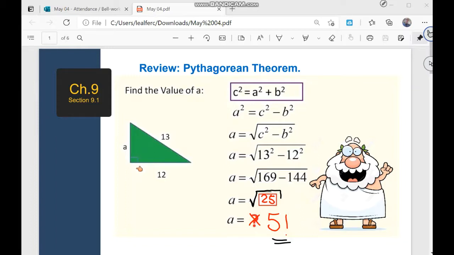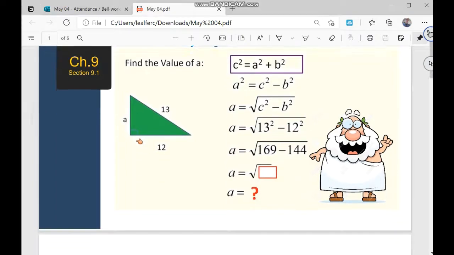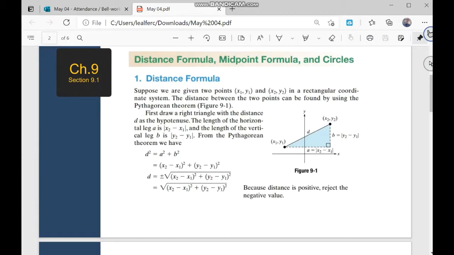And now let's check another application of the Pythagorean theorem. It's about calculating the distance between 2 points in the XY plane. This is another formula that we will learn how to use. It was found by applying the Pythagorean theorem to this problem. And let's check how it works.